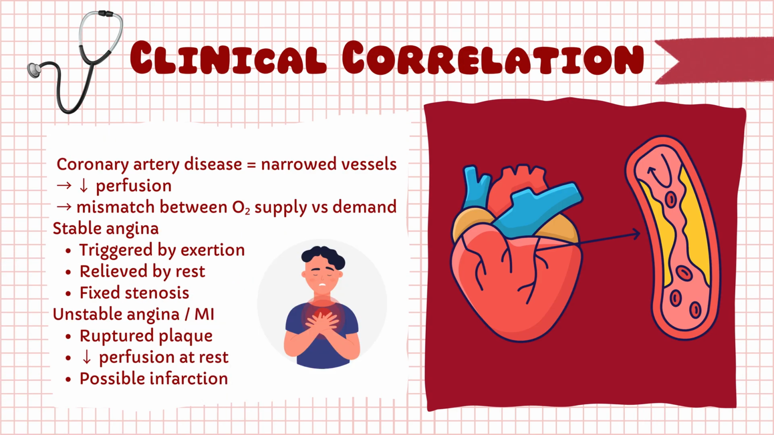When oxygen demand exceeds supply, the heart becomes ischemic. In stable angina, fixed coronary stenosis limits flow during exertion, but rest restores the balance. In unstable angina or myocardial infarction, plaque rupture or occlusion causes decreased supply, even at rest.